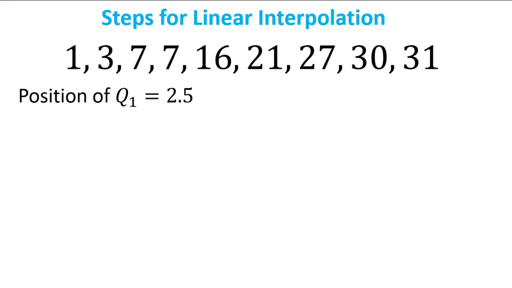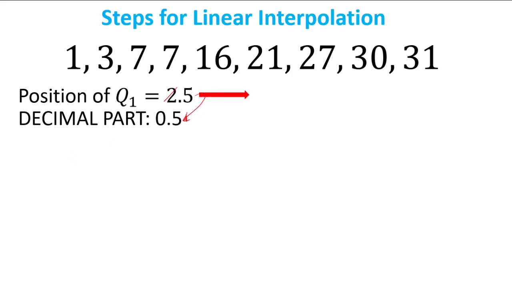So, the position of the first quartile is 2.5, and the decimal part of 2.5 is 0.5. Removing the whole number, you are left with 0.5. That is the decimal part of the position of the first quartile. Next, 2.5 means you are dealing with the second position. Counting 1, 2, and 2.5 is here, between 3 and 7. That means the value of the first quartile is located between the values 3 and 7.